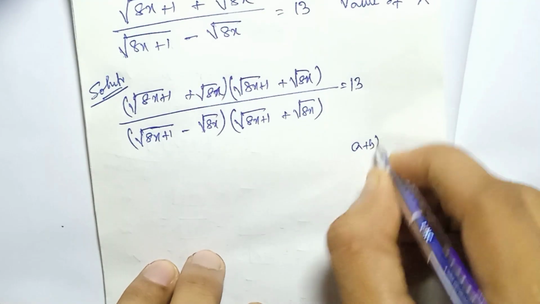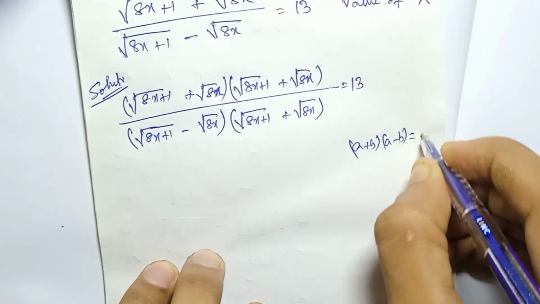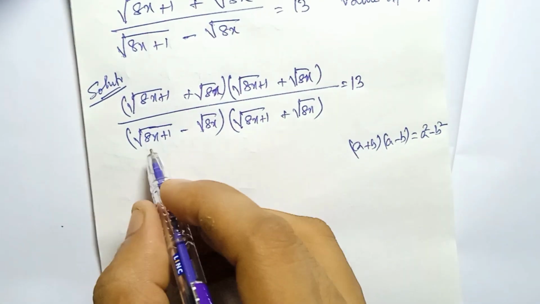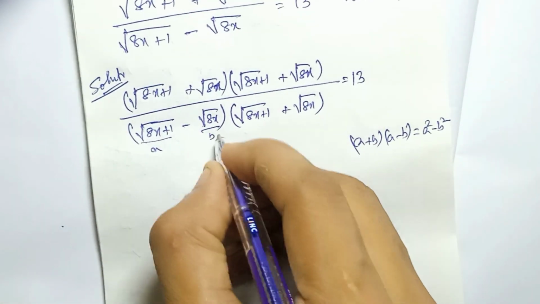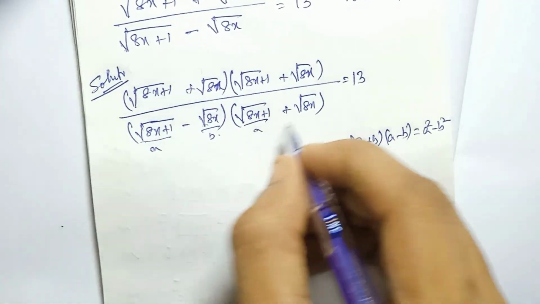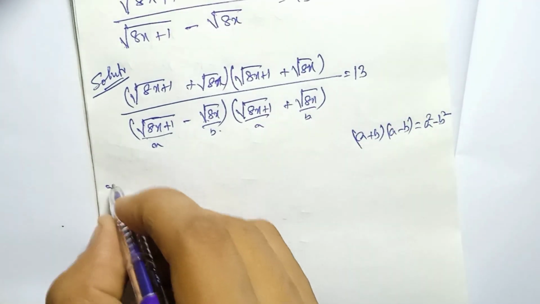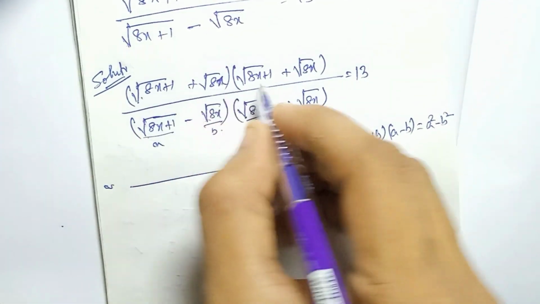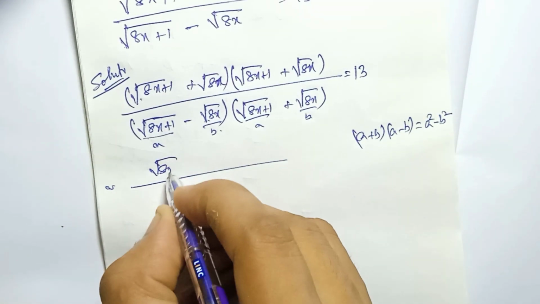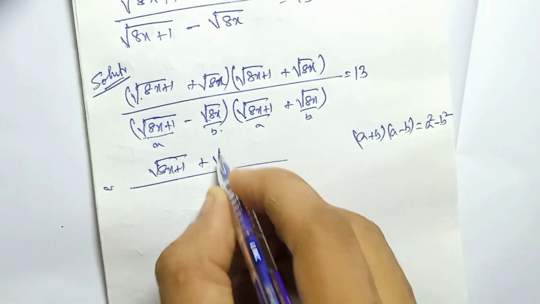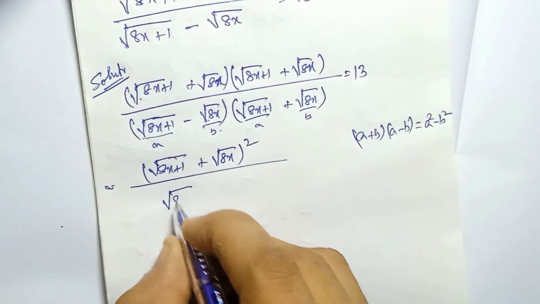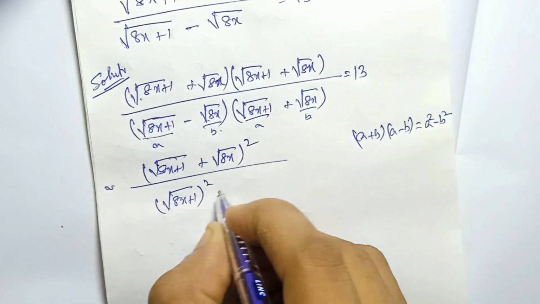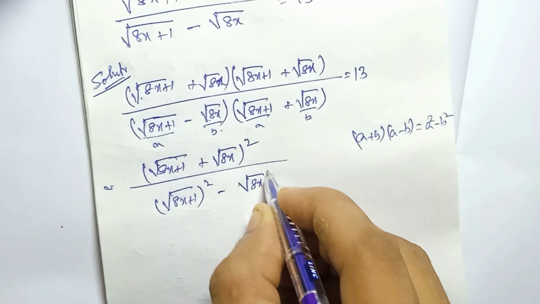If a plus b and a minus b, so we can write it as a square minus b square. Here we can take this for a and this for b, so this will be a minus b and same as here a plus b. Okay, in the denominator, a plus b, so it will be under root of 8x plus 1 plus under root of 8x whole square, over under root of 8x plus 1 square minus under root of 8x square is equal to 13.